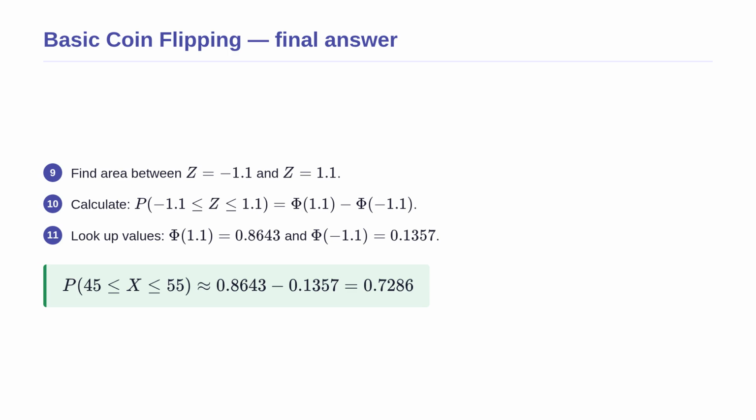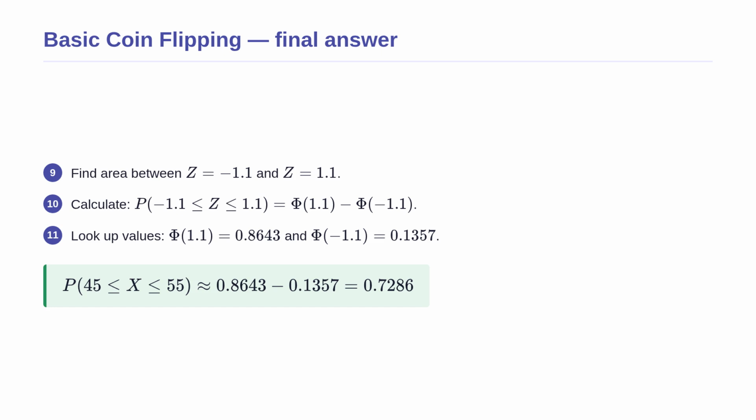Now for the final steps of this example. We have our standardized boundaries, and we just need to find the area under the standard normal curve between negative 1.1 and positive 1.1. To find the area between these 2 points, we take the total area to the left of our upper boundary and subtract the unwanted area to the left of our lower boundary. Using a standard normal probability table, we look up the value for 1.1 and find 0.8643. We then look up the value for negative 1.1 and find 0.1357. Subtracting these two decimals gives us a final result of 0.7286.